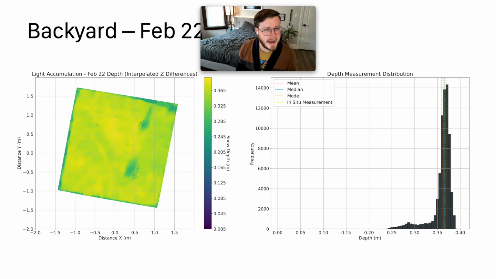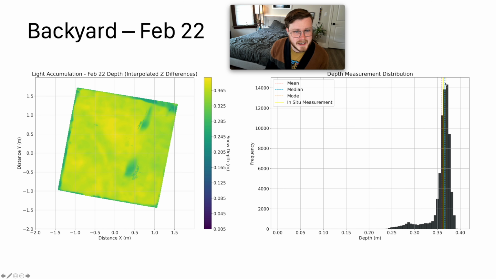And if we're looking at the backyard test here, you can see for February 22nd, so this is just a few days after the other example, you can see on the left the interpolated Z differences between the snow stakes, and on the right a very similar snow depth measurement distribution over that area.